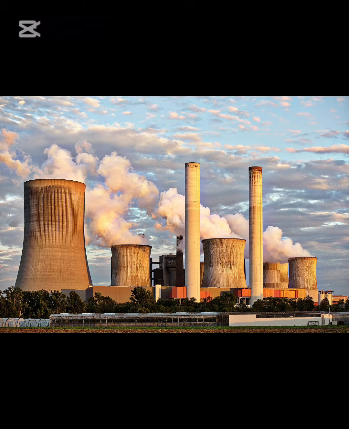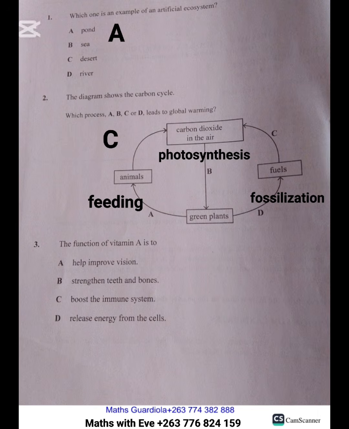The burning of fossil fuels is a primary cause of global warming because it releases large amount of carbon dioxide into the atmosphere, which is going to trap heat and contribute to rising global temperature, making it a significant factor in climate change. You also need to be able to label the carbon cycle. A is process of feeding, then B is process of photosynthesis, and then lastly D is known as fossilization. So on number 2, the correct answer is C.